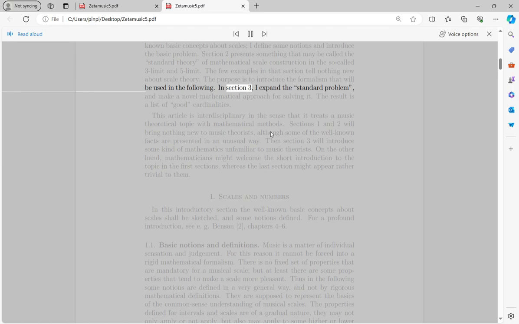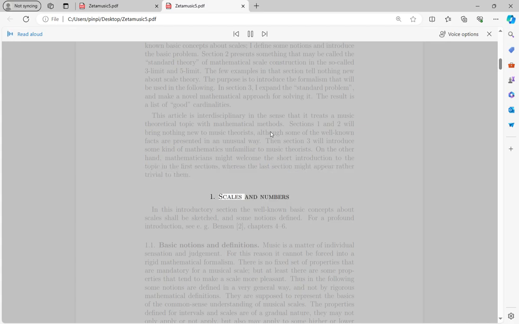In Section 3, I expand the standard problem and make a novel mathematical approach for solving it. The result is a list of good cardinalities. This article is interdisciplinary in the sense that it treats a music theoretical topic with mathematical methods. Sections 1 and 2 will bring nothing new to music theorists, although some of the well-known facts are presented in an unusual way. Then Section 3 will introduce some kind of mathematics unfamiliar to music theorists. On the other hand, mathematicians might welcome the short introduction to the topic in the first sections, whereas the last section might appear rather trivial to them.